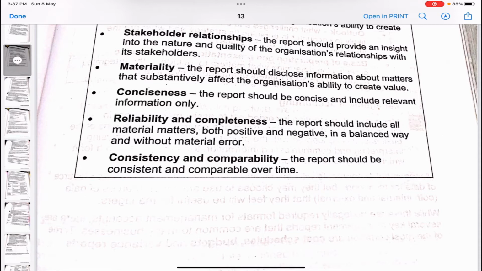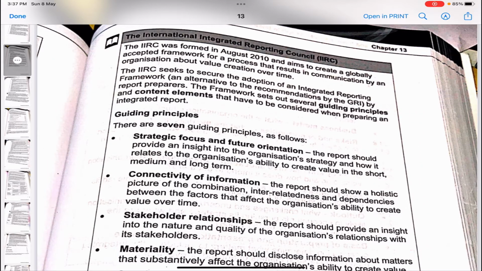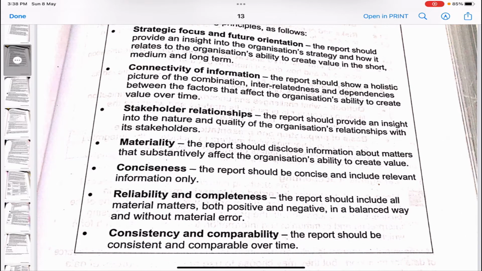Then we have consistency and comparability. The report should be consistent and we should be able to compare it over time. So these are the seven guiding principles given by the IIRC, International Integrated Reporting Council. The first one is strategic focus and future orientation. And then we saw the connectivity of information. Then it should also have the stakeholder relationships, materiality, conciseness, reliability and completeness, and consistency and comparability.